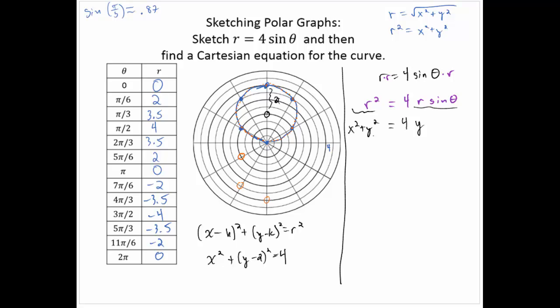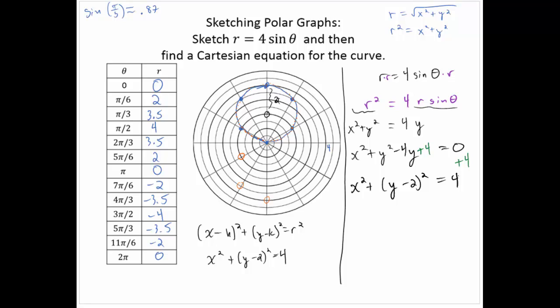So I've got x squared plus y squared is equal to 4y. Well then x squared plus y squared, I'm sorry, that should be a minus 4y, equals 0. And now I can complete the square. Y squared minus 4y, if I add 4 here and add 4 on the right, that completes the square, and I get x squared plus (y minus 2) squared equals 4. The equation of a circle, center (0, 2), radius 2.